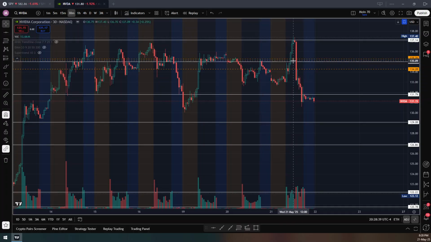When it broke through this level, I was waiting for 137.40. That's actually specific. It's so funny, my level is 137.40. I was waiting for that to break and hold, and I was gonna add to my position. And then that happened.